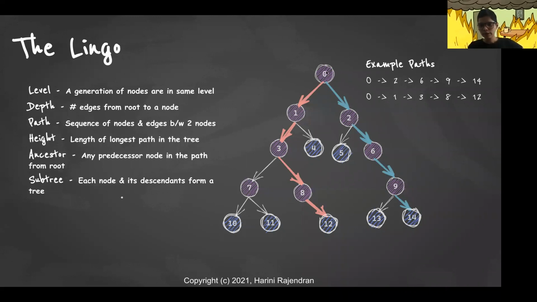Like here, if you see this path 0, 2, 6, 9, and 14 has 1, 2, 3, 4, 5 nodes in it. So let's say the length of this path is 5. Whereas the length of 0, 1, 3, 8, and 12 is also 5. If we take all the different paths in this specific tree, the longest length of the path would be 5. So the height of this tree is also 5. So the height of the tree is nothing but the length of the longest path in the tree.